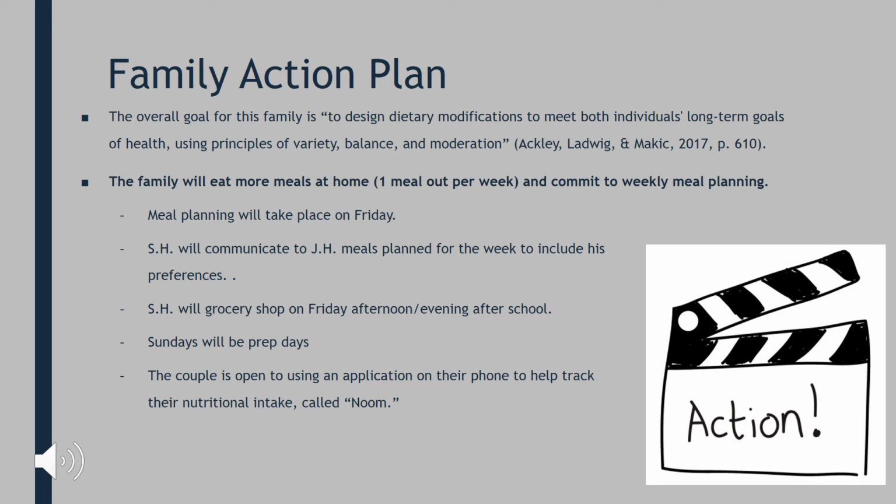The couple is open to using an application on their phone called Noom. This app tracks what is eaten, the portions, and whether the food is healthy or unhealthy by placing it into red, yellow, or green categories. Some priority learning needs identified by the couple include learning the recommended serving sizes and working on portion control.